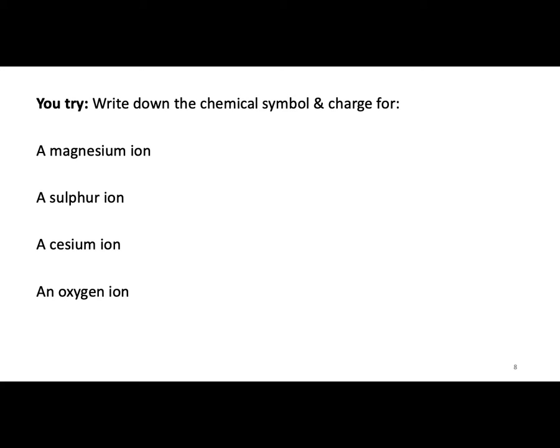Okay, how did that go? Let's look. So a magnesium ion, you'd write Mg+. Sulfur ion is S2-. A cesium ion is Cs+. An oxygen ion is O2-. You could also write -2 instead of 2-. Either one is fine.